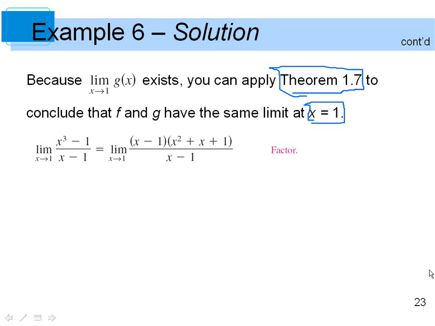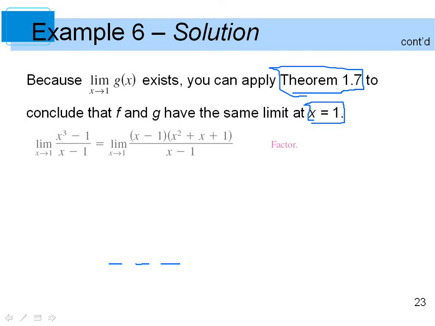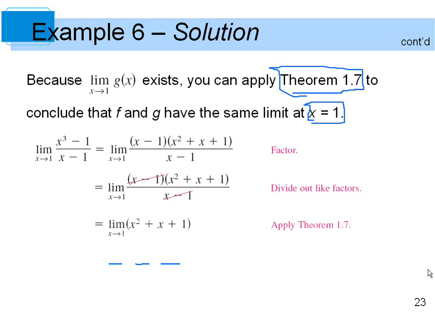So here's the whole process. You factor it, you rewrite it. So here's the second function that is defined at 1. Divide out the like factors. Apply theorem 1.7. So now we're going to take the limit of this. It's a function that agrees with the other one except at that one point. 1 squared plus 1 plus 1. So we get 3. And to simplify, you get 3.